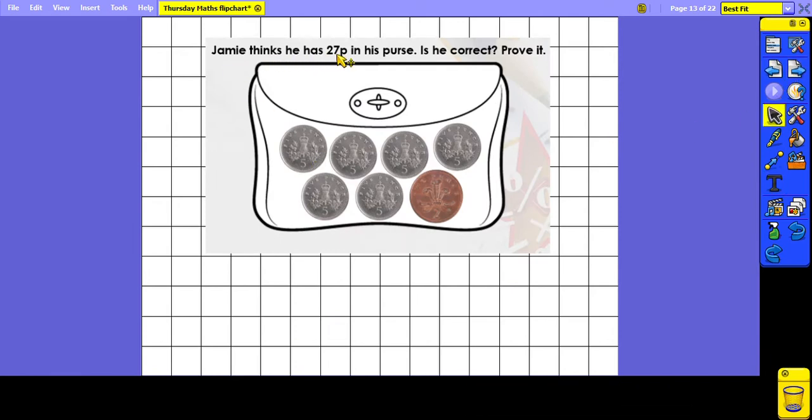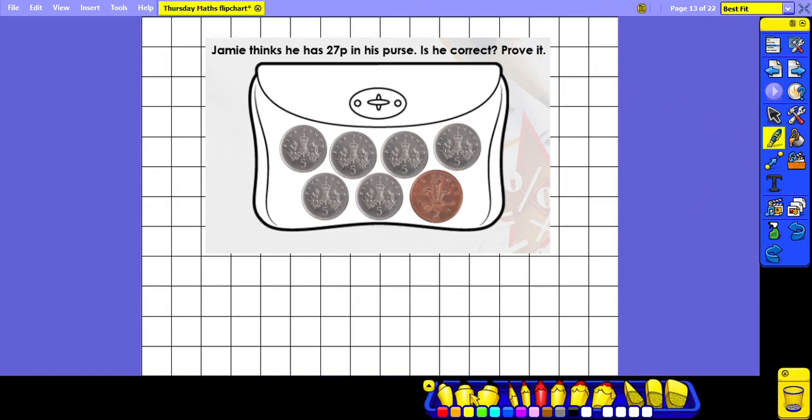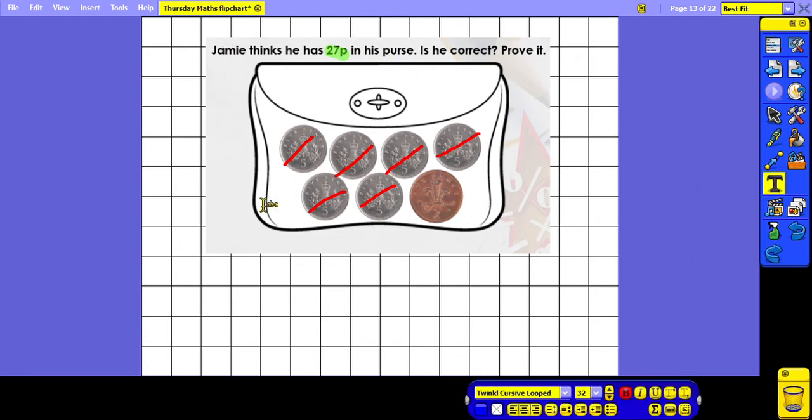Jamie thinks he has 27 pence in his purse. Is he correct? Prove it. So to work out the answer to this, we need to count up how much money Jamie actually has in his purse. So we can count in our fives to begin with and then add on the 2 pence at the end. So 5, 10, 15, 20, 25, 30, and then add on the 2 is 32. So we know that Jamie is incorrect.